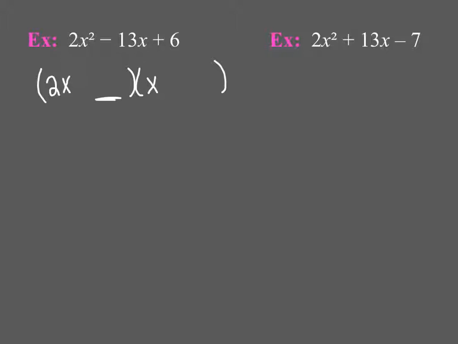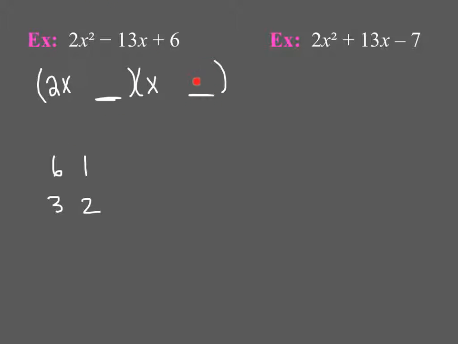Where it gets a little harder is that these two digits have to multiply each other to get 6. So that could be maybe 6 and 1. Those would partner together, either 6 and 1 or 1 and 6. Or it could be 3 and 2, which could mean either 3 and 2 or 2 and 3. Remember that whatever goes here is going to get multiplied by 2. My goal is to eventually do outer plus inner and get negative 13.